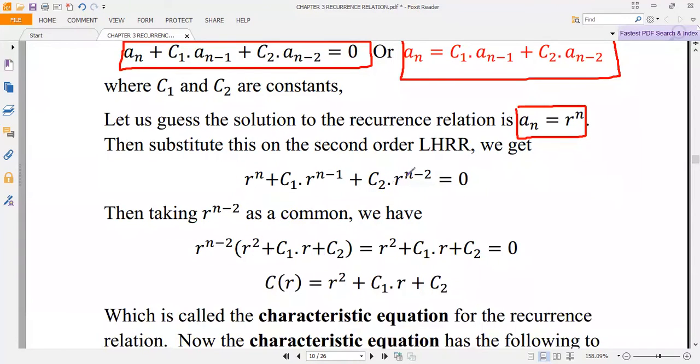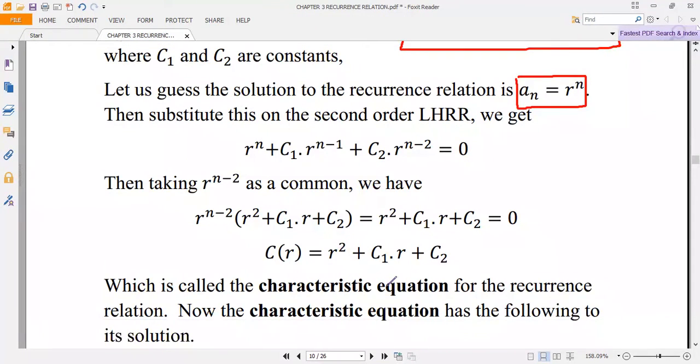Then taking common r to the power of n minus 2, we'll get r to the power of n minus 2 times what's left in each term. What's left in the first term is r squared, in the next term is c1 r, and in the last term we get c2. Then we get this quadratic equation. This quadratic equation is said to be the characteristic equation or the characteristic polynomial of the recurrence relation.